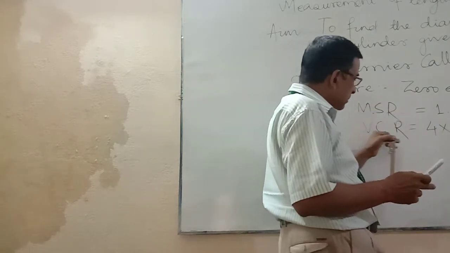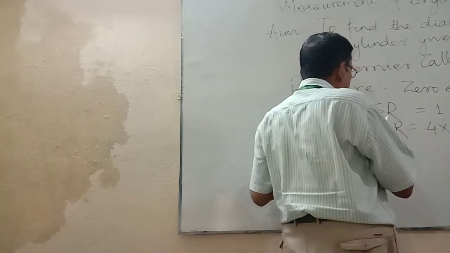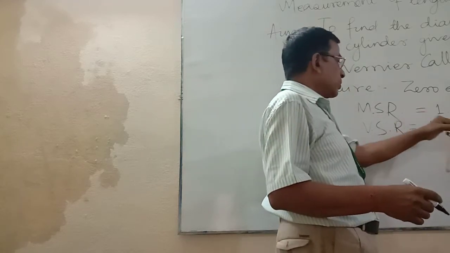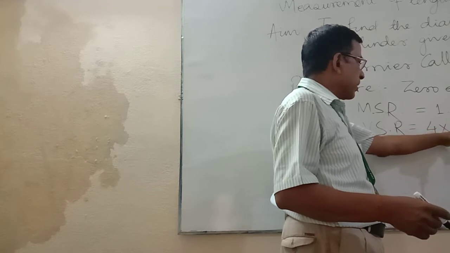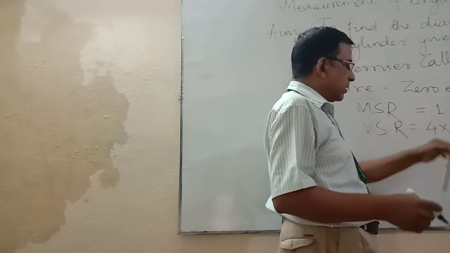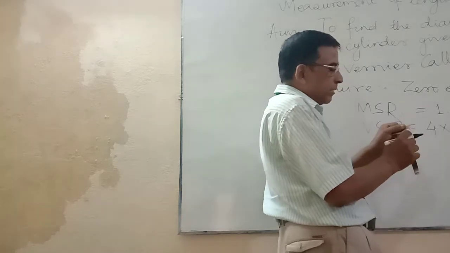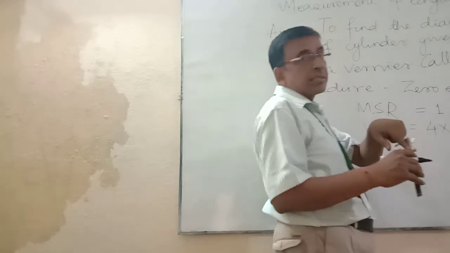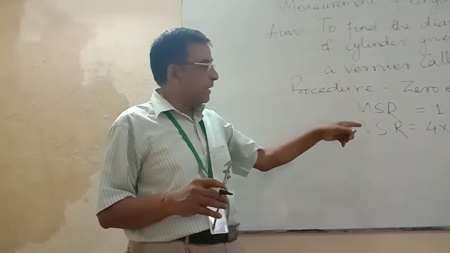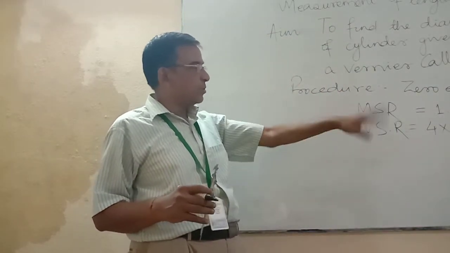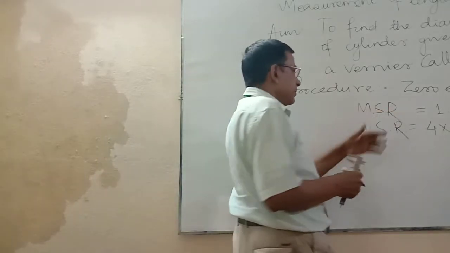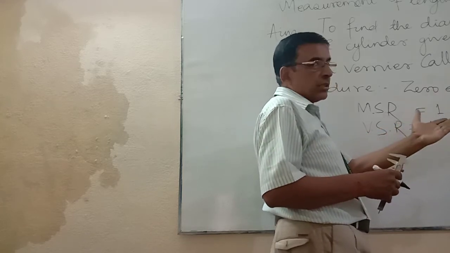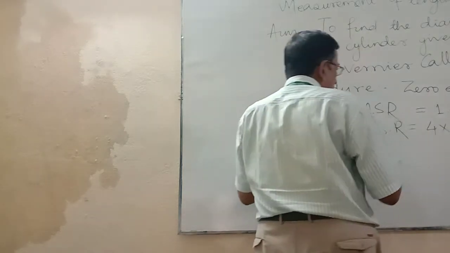But if you are using VSR, that is the Vernier scale reading, then what happens? Then this will be the Vernier constant or least count into 4, because the fourth part of this Vernier scale is coinciding with the main scale. That is why you have to multiply 4 into 0.1, that is 0.04. That will be added because you have taken just before the exact value. That is why you have to add this one.